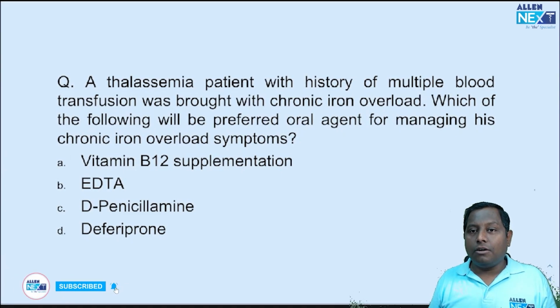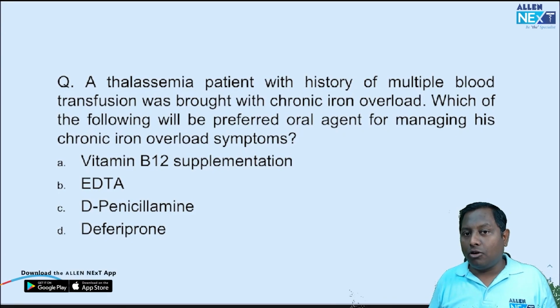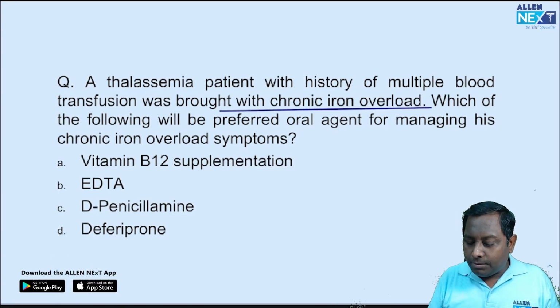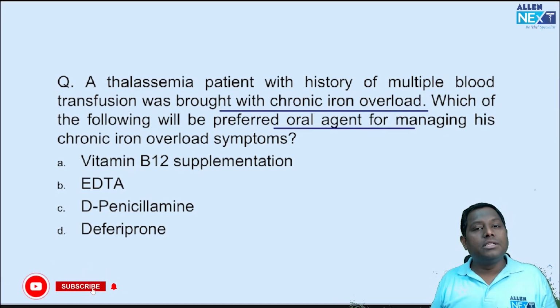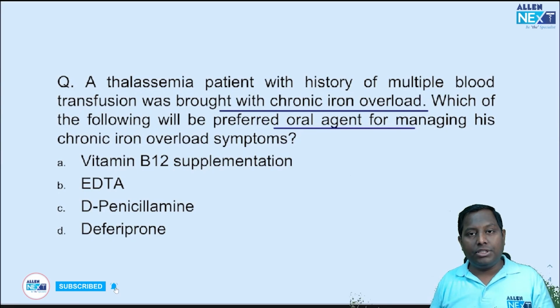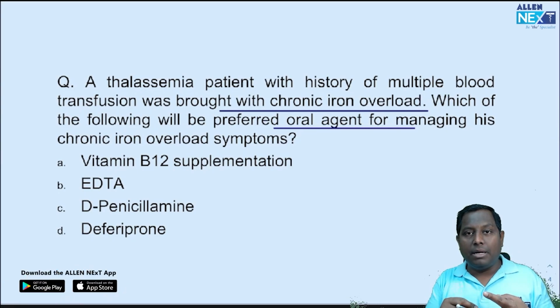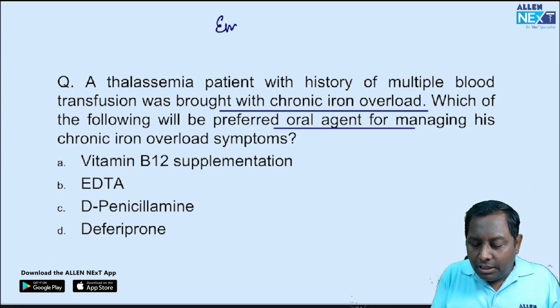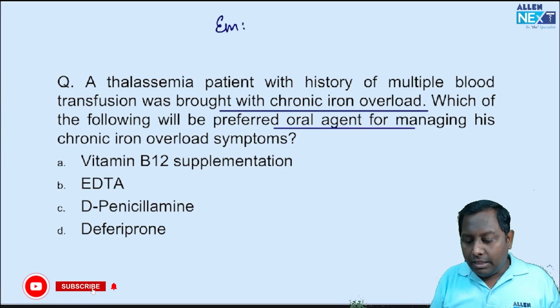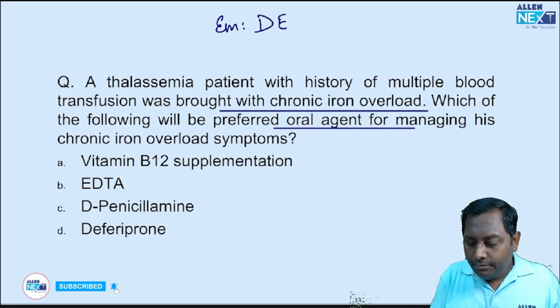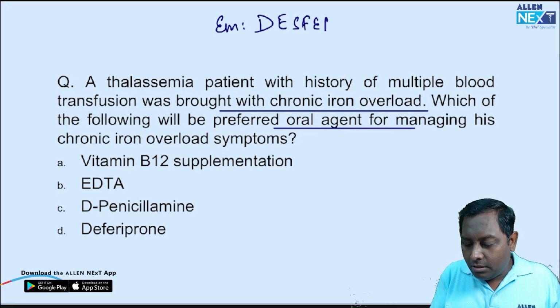Thalassemia patient with a history of multiple blood transfusions, brought with chronic iron overload. Which of the following is the oral drug that will be preferred for managing the symptom? Now, oral drug preferred. See, in iron poisoning I told you there will be 2 types of patients. One patient will be an emergency condition, and in an emergency we are going to prefer a drug that is desferrioxamine.